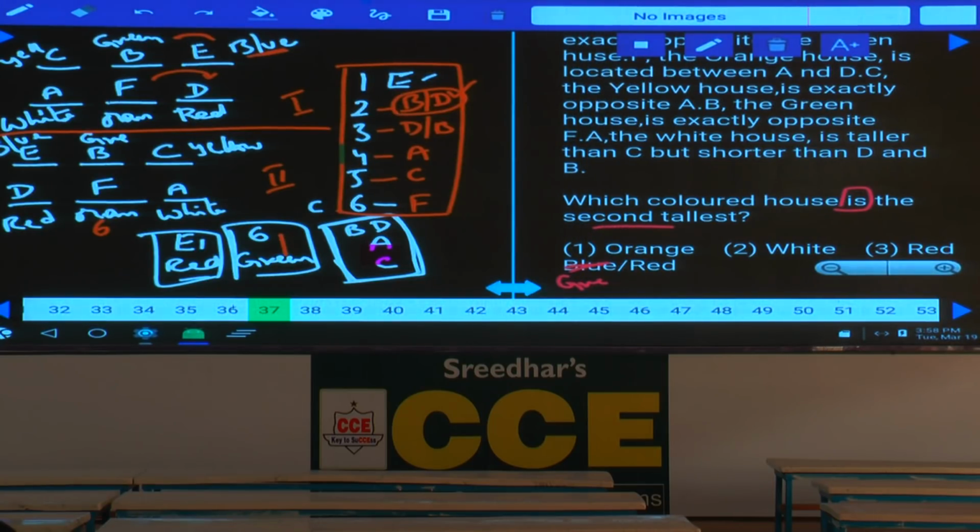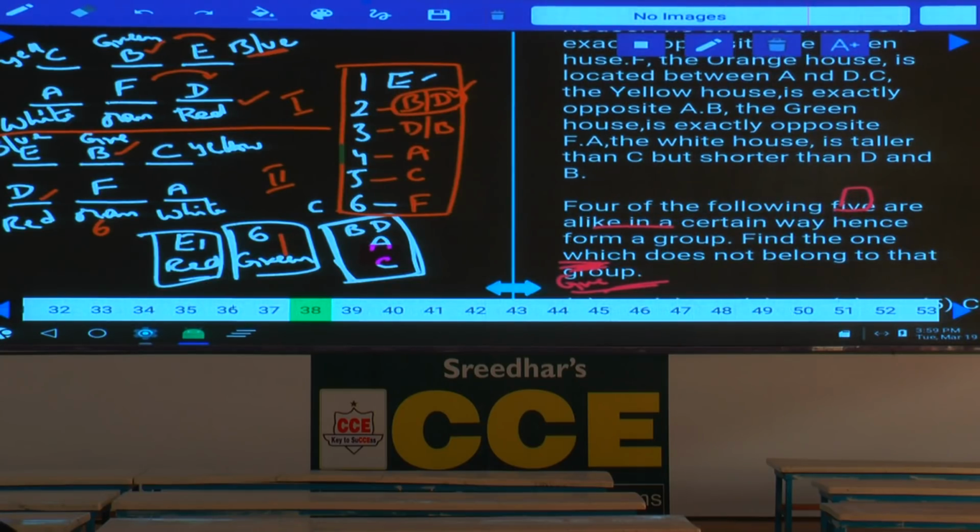Second tallest, what did we get here? B or D. Here B color is green, next one red. Here B color is green, here D color is red. That is what I am saying, green or red. Green or red. Hence in the place of blue, mark it as green. Green or red. Done? Then question number 38.